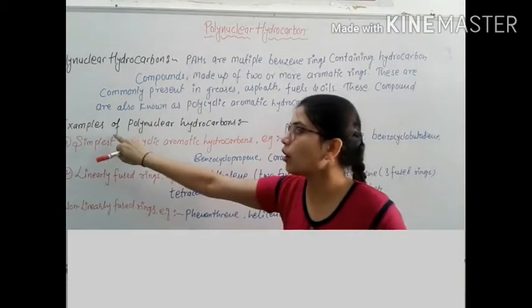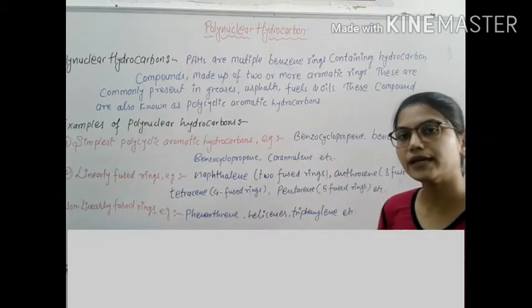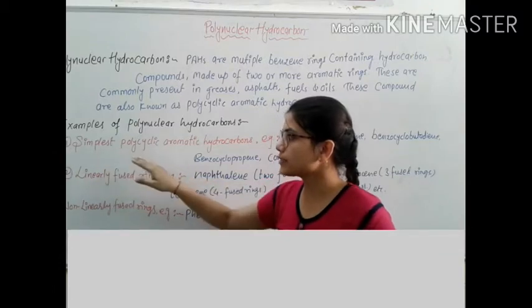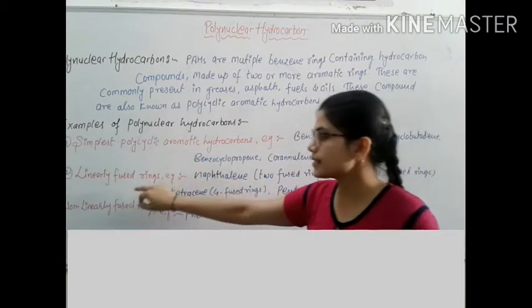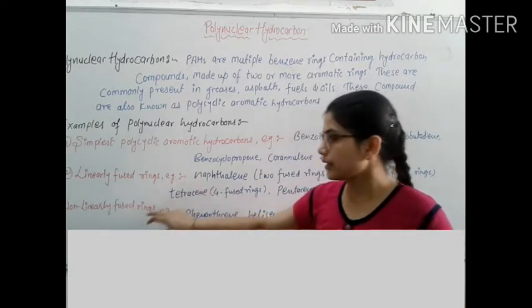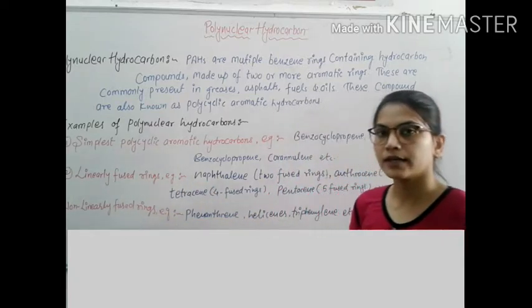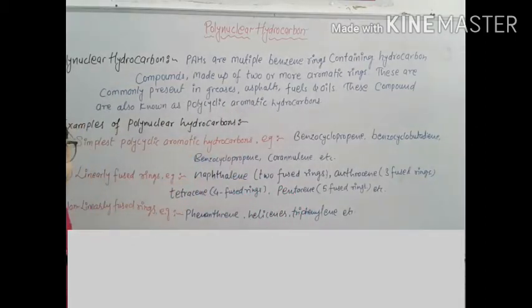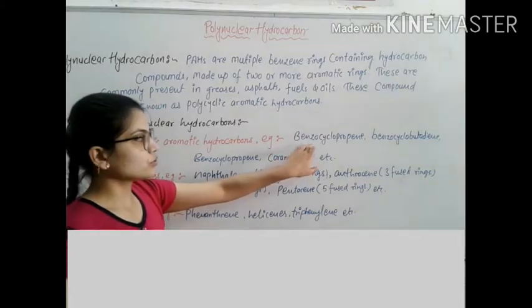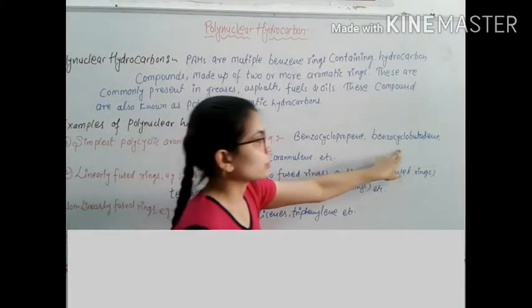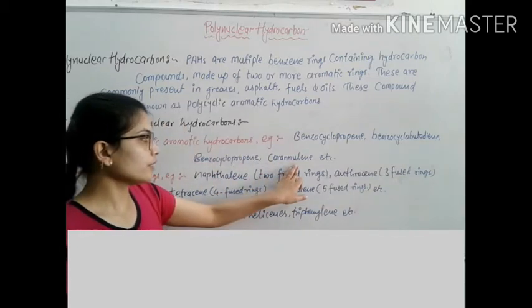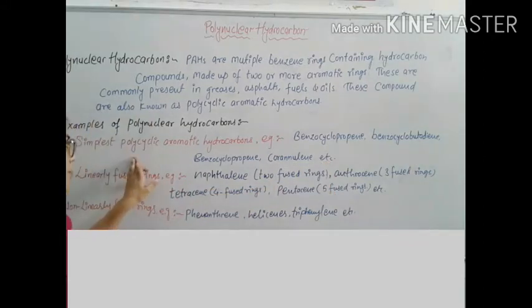Next point is examples of polynuclear hydrocarbon. There are many examples. First is the simplest polycyclic aromatic hydrocarbon, second is linear fused ring, and third is non-linear fused ring. Now discuss the first, the simplest polycyclic aromatic hydrocarbon. Benzocyclopropane, benzocyclobutadiene, and chloraniline, etc. are all examples of simplest polynuclear aromatic hydrocarbon.